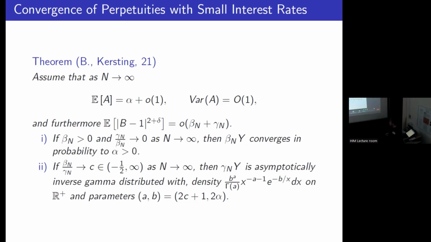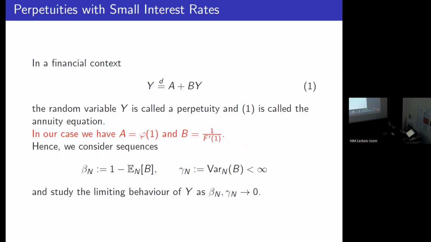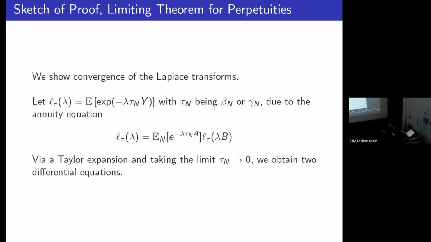And the proof is not so hard to see where it's coming from, because we can make use of this stochastic relation, and we will work with the Laplace transforms of these. I will just give you a really short idea how to prove it. If we denote the Laplace transform as L of Y, then you obtain this recursion, this equation for the Laplace transform. And if you now Taylor expand this Laplace transform around lambda, because B is really close to 1, this is what we're expecting, and then we take the limit, we obtain two different limiting differential equations for our Laplace transform.